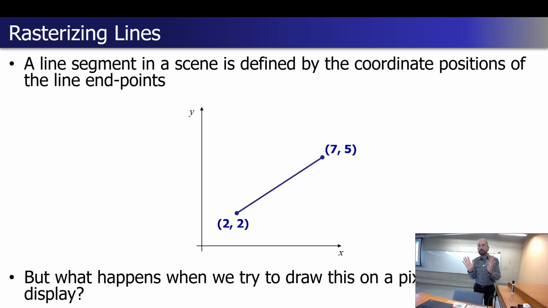So if we talk about lines, a line segment is defined by the two vertices or the coordinate positions of our endpoints. In this case, we have just an arbitrary xy plane here. We have a point that's 2 in x, 2 in y, and another at 7 in x, 5 in y. That's how we define our line segment, and we know we can take a ruler and connect those 2 points together and get our line here.